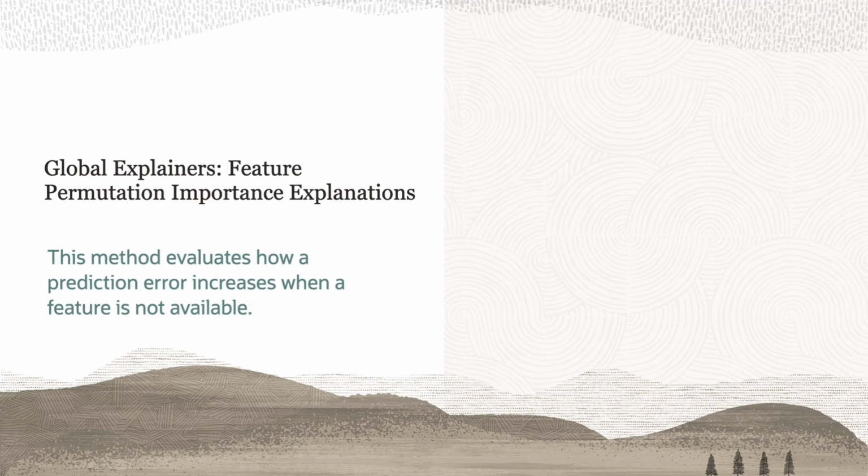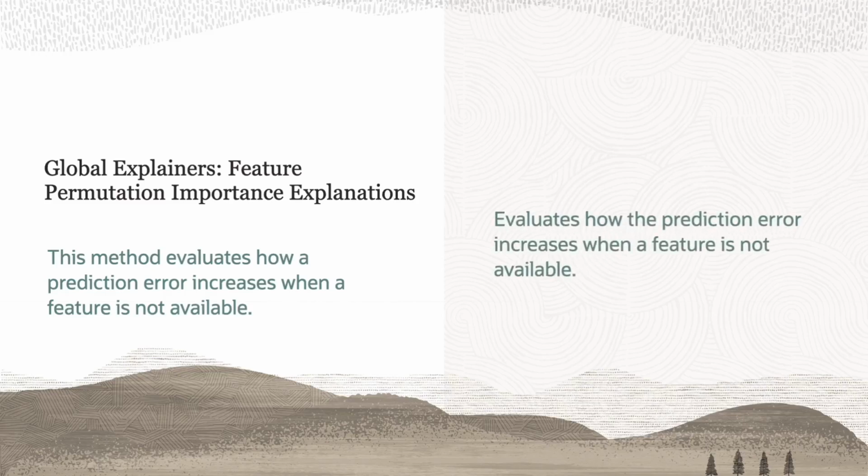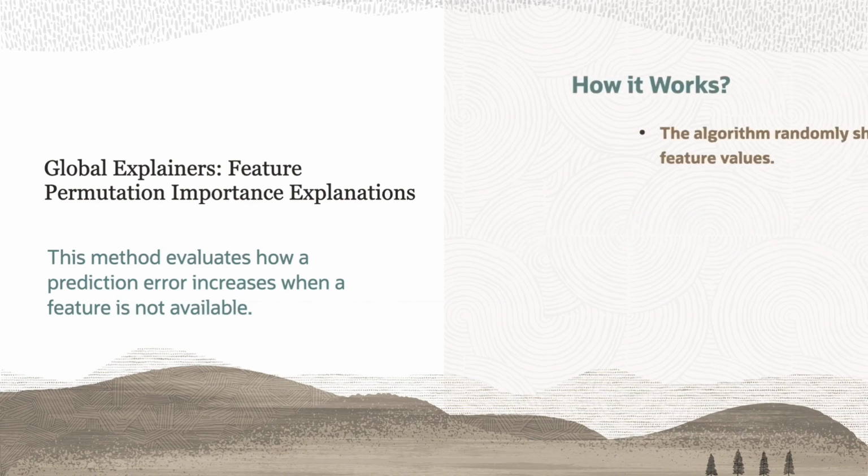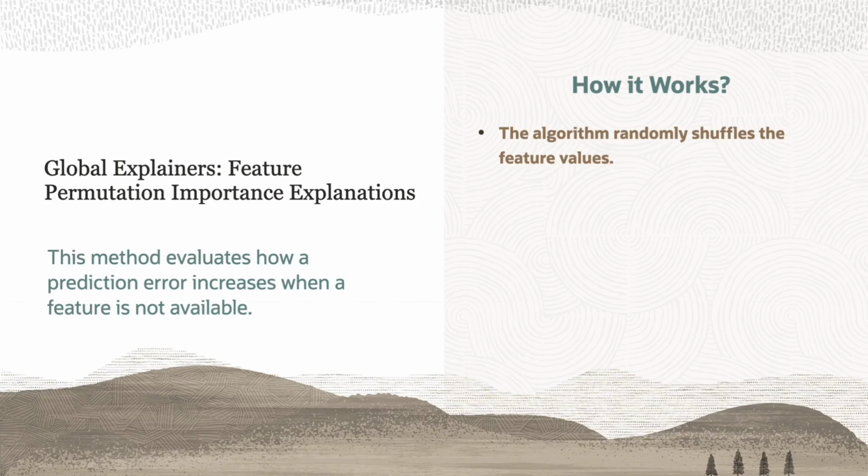in a machine learning model. It does this by evaluating how the prediction error increases when a feature is not available. Then a scoring metric is used to measure the prediction error. For example, F1 score is used for classification and R square is used for regression. So how does it work? After calculating the baseline prediction error on the given dataset, the algorithm randomly shuffles the feature values. Basically, it is effectively adding noise to the feature.